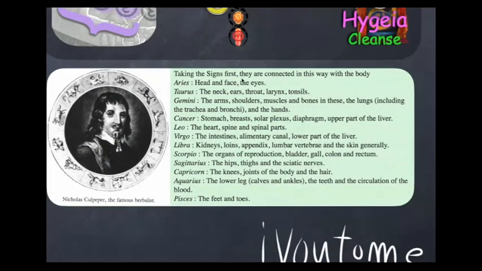Aries, the head, face, and the eyes, right? Of course, it's Aries. And what's across from Aries? Well, that would be Libra, the kidneys, the loins, appendix, lumbar vertebrae, and skin generally. Well, don't forget, Aries is opposite Libra, weighing of the heart.